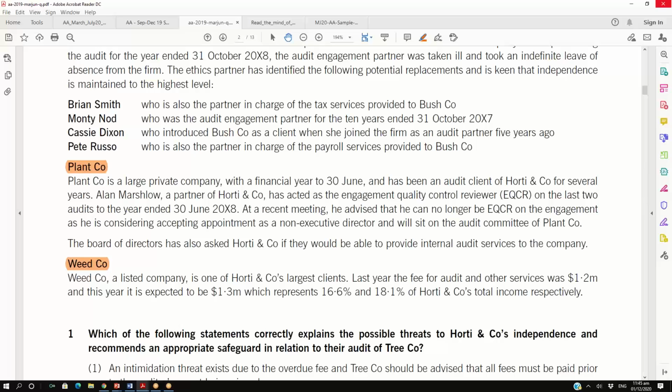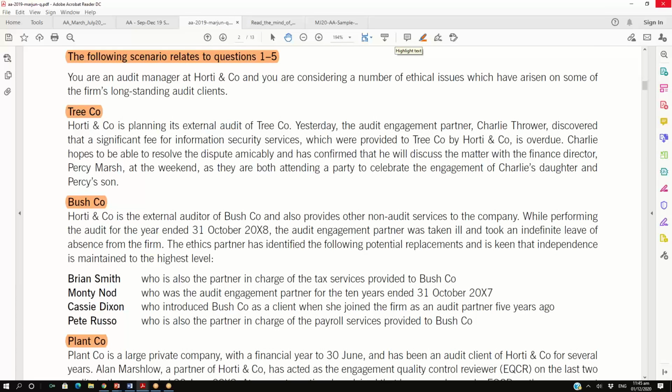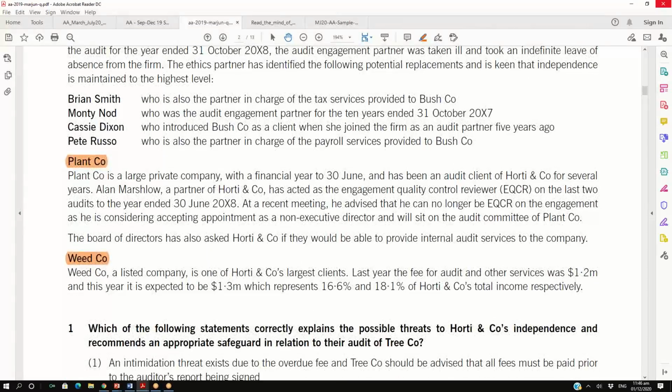A lot of the time, students are in a rush when they're reading a case. Now, see, this is not a very short case. You have a Tree company. You need to identify carefully the proper points from the Tree company. Your annotation is very important. Your highlighting is very important. So the more you highlight, the better for you. So spend time on Tree company, Bush company, Plant company, and Weed company, and identify what the problems are in all of these companies. And after spending 7 to 8 minutes or approximately 10 minutes on this, you have another 10 minutes or more on answering the 5 questions.